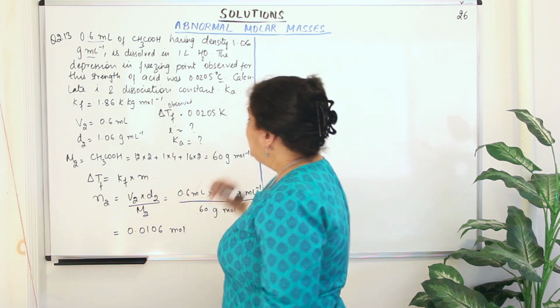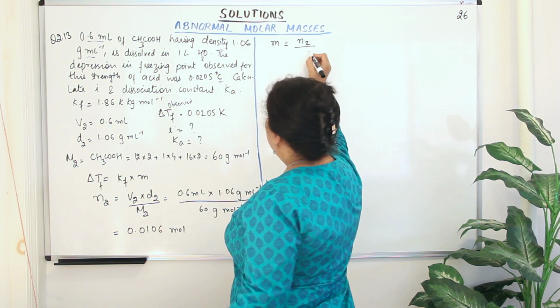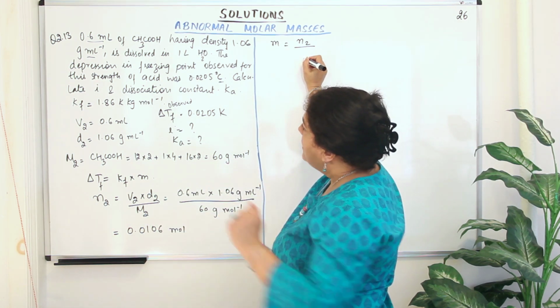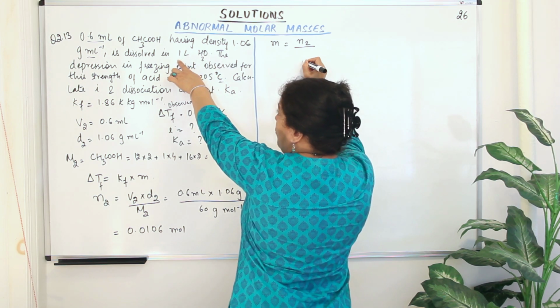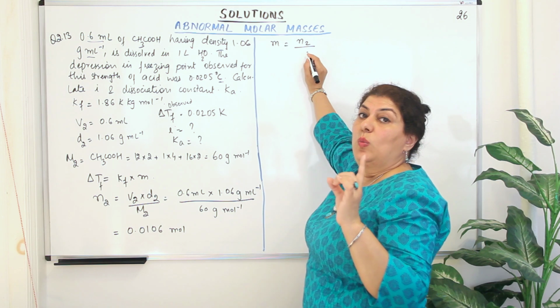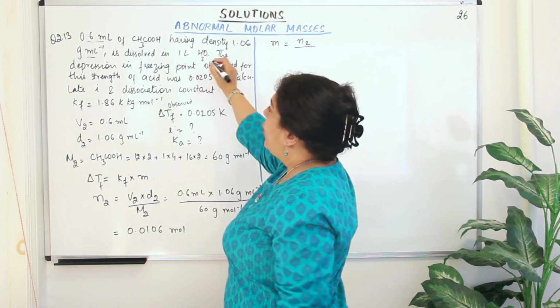So what would molality be? m is number of moles of solute divided by the mass of the solvent in kg. What is the solvent? Solvent is water. And what is the volume of the solvent given to us? 1 liter. We know that 1 liter is 1000 milliliters. And again, we've been given the volume.